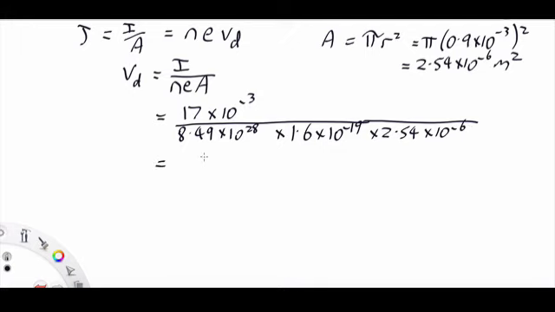And that gives us a drift speed, which may or may not surprise you, of 4.9 by 10 to the minus 7 meters per second, or if you work that out, it turns out to be about 1.8 millimeters per hour, which is surprisingly slow.